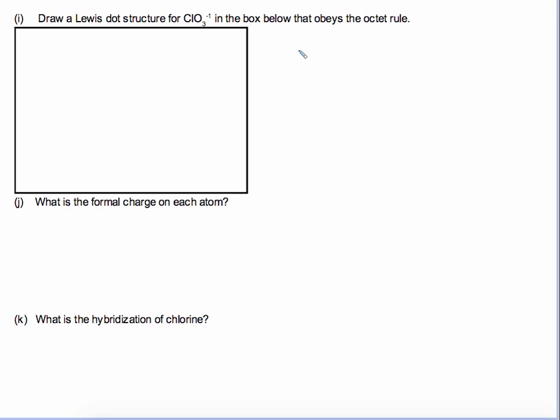So the first thing that I would do is take this ClO3⁻ and add up how many valence electrons it should have. Chlorine has 7 valence electrons, so there's 7. Oxygen has 6, so 6 times 3 is 18. So 7 plus 18 equals 25. But if you notice, this thing's -1, so you've got to add one more. So that's 26 electrons. I'm going to put chlorine in the middle, and connect it to 3 oxygens.